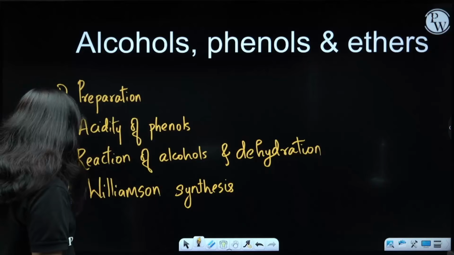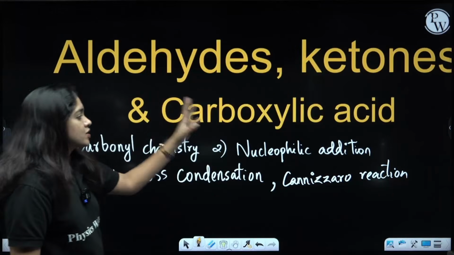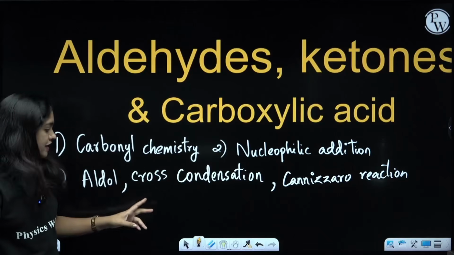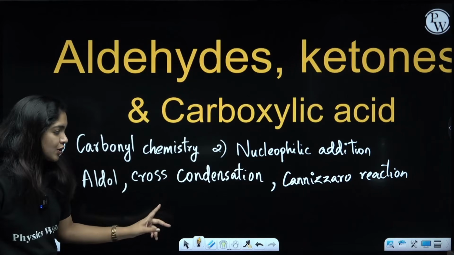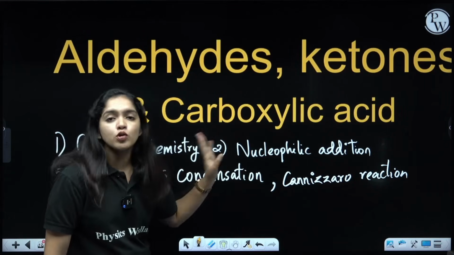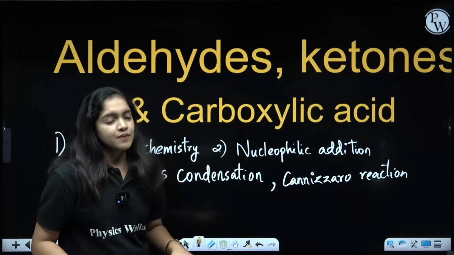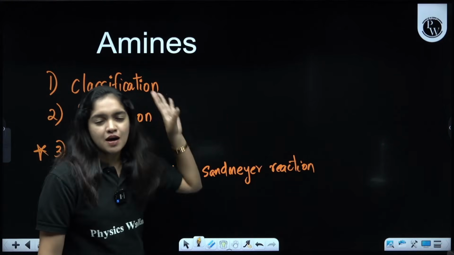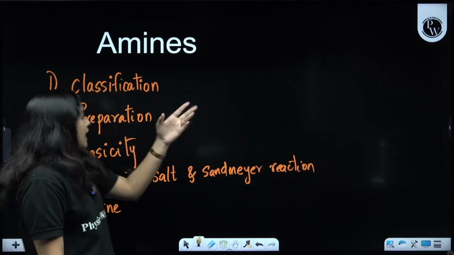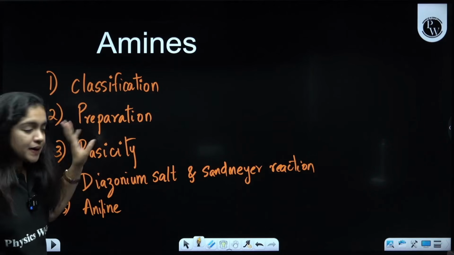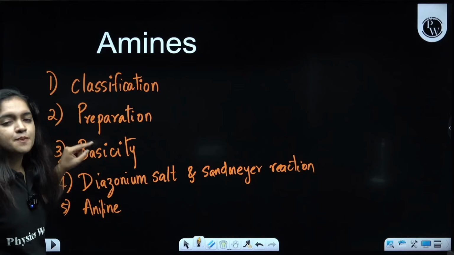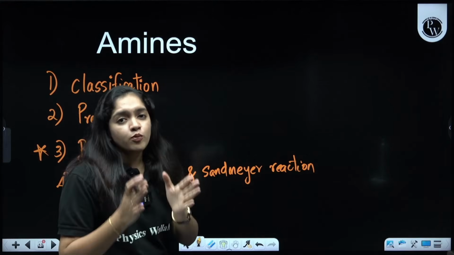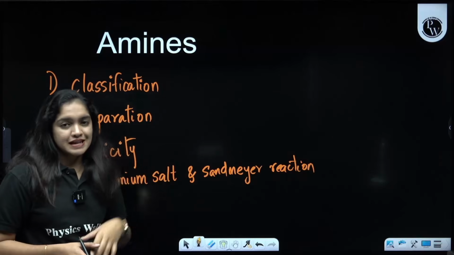Then our 8th chapter is Aldehydes, Ketones and Carboxylic Acids, and this is also an organic chapter. We need to give importance mainly to the aldol, cross-aldol condensation, Cannizzaro reaction and other nucleophilic addition reactions. Okay, then our 9th chapter is Amines, that is also an organic chapter related to the NH2 groups, and the classification is very important, preparation is important. More than that, the basicity of amines is very, very important. Give more focus to the basicity of amines, like the acidity of phenols.